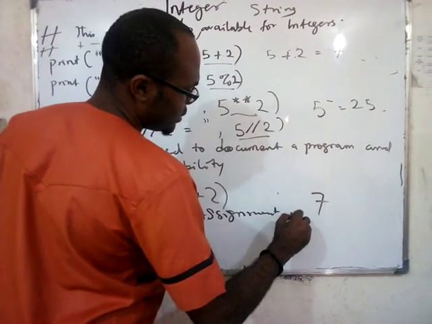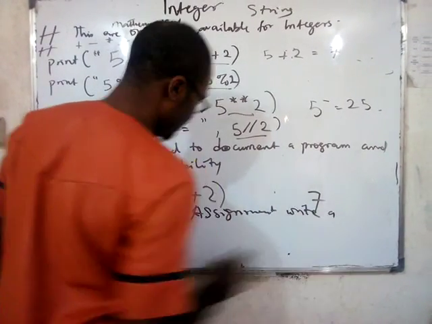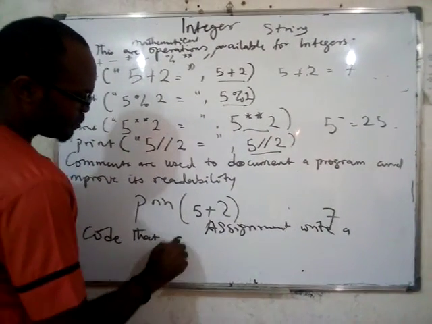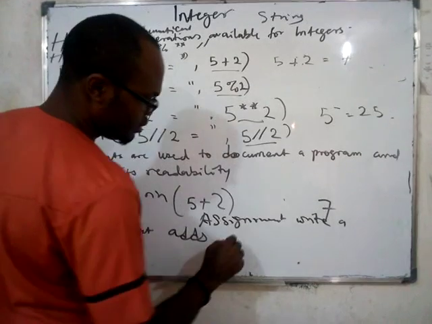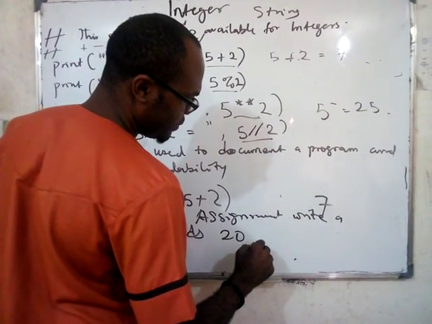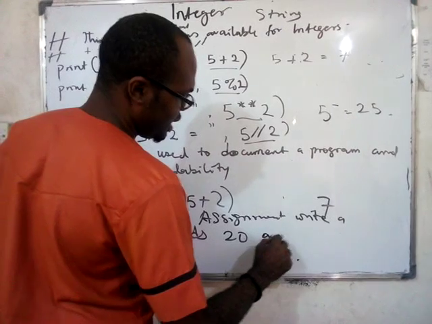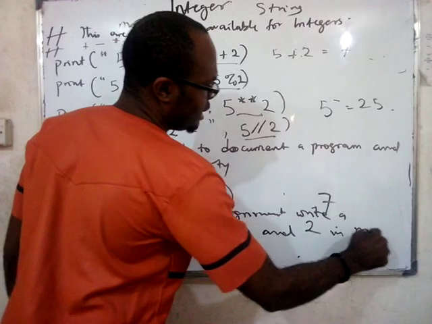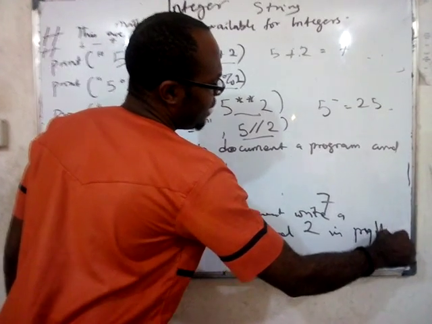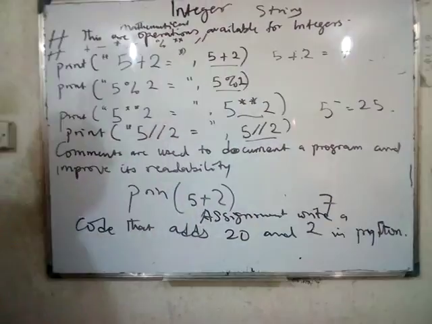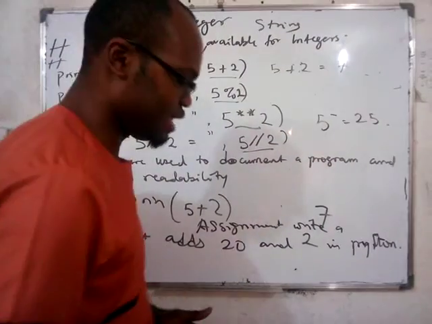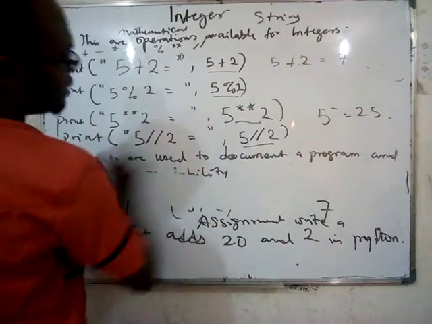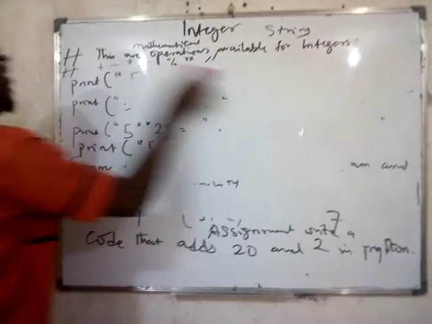Assignment. Write a code that adds 20 and 2 in Python, using the same method as we have. Let's do this simple assignment. Write a code that adds 20 and 2 in Python.